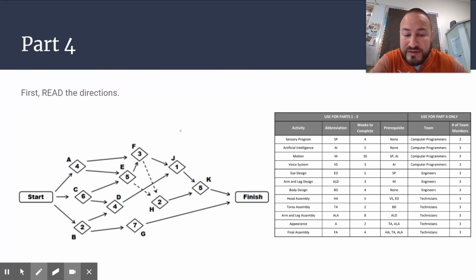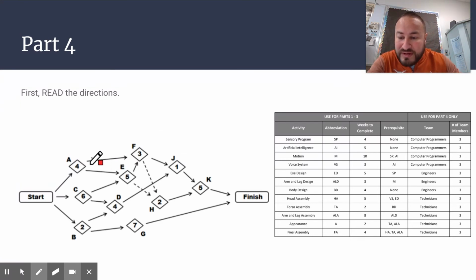Every time you take somebody away from an activity, it adds a week to that activity. But every time you add somebody into a new activity, you reassign a team member, it takes a week less to do that activity. I think it's in weeks.